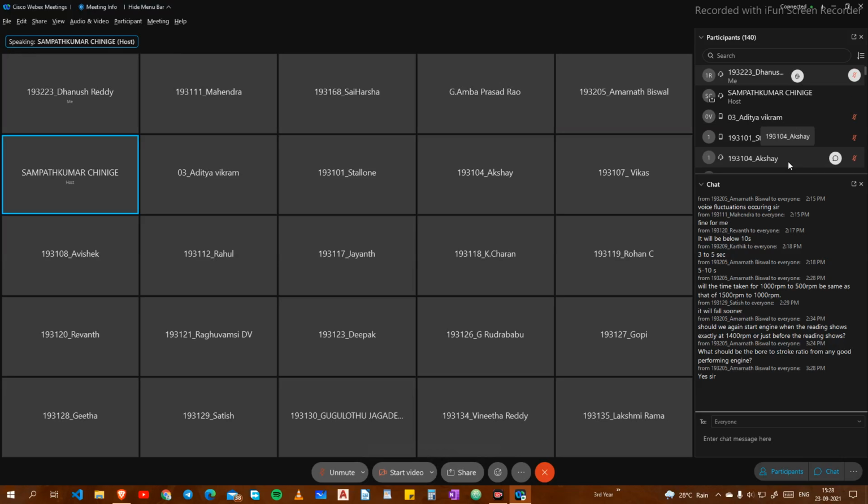See, actually, when bore equals stroke, we call it a square engine. When bore is larger than stroke, it is an over square engine. If the bore is smaller than the stroke length, it is called an under square engine. Normally for diesel engines, a longer stroke is preferred, meaning the bore to stroke ratio is less than 1. Similarly, for SI engines, the flame propagation path should be shorter, so we prefer a shorter stroke than bore, so our bore to stroke ratio is greater than 1.